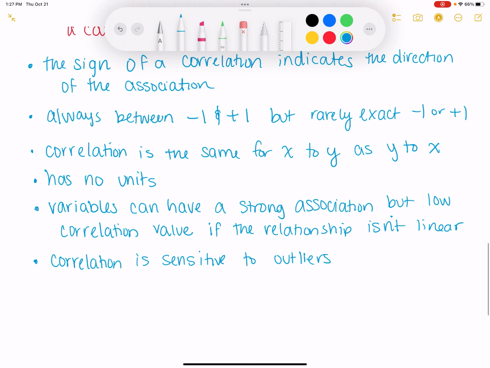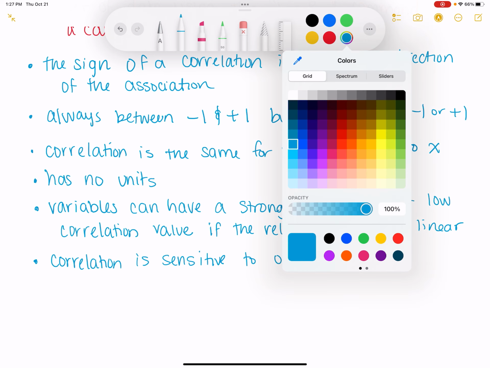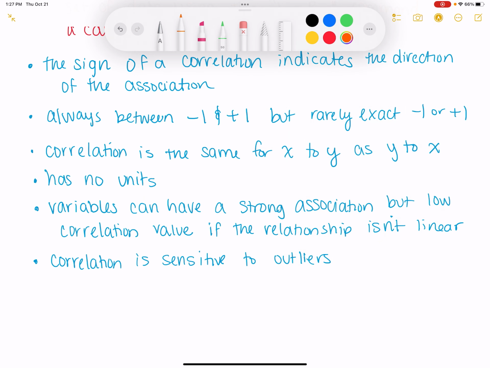All right, something else that is key to mention: correlation is not equal to causation.